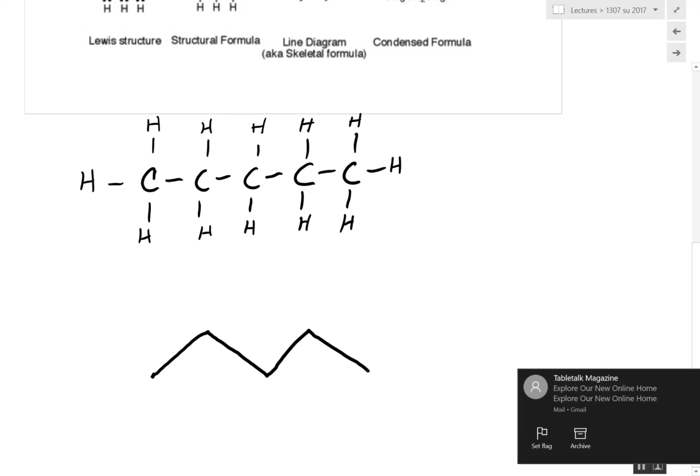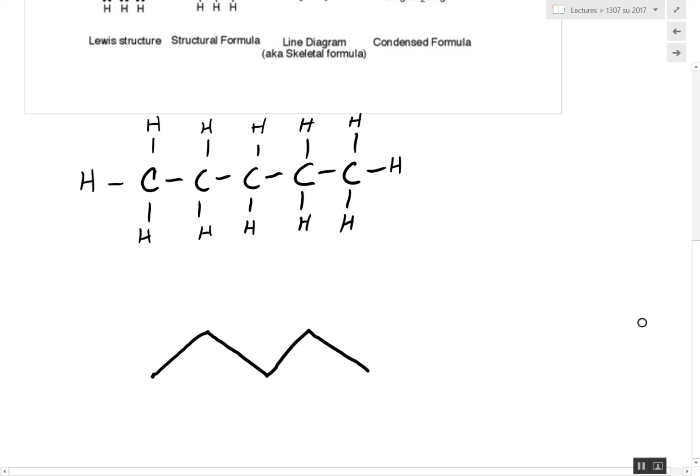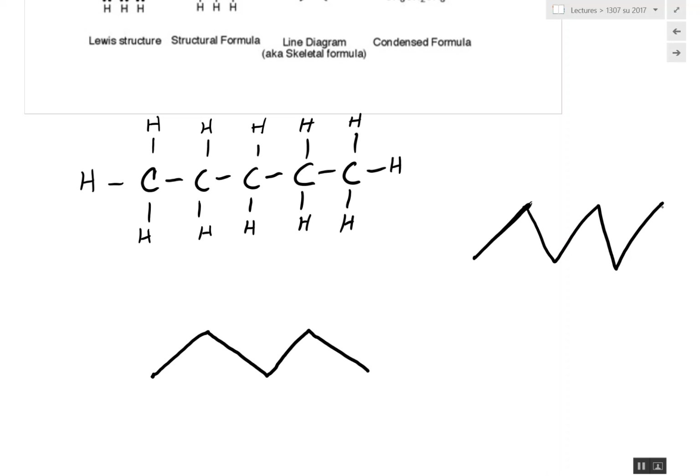I emphasize that because what a lot of people do is they go like this. They go 1, that's 2. They're already at 2 after drawing the first line. So they go 1, 2, 3, 4, 5. And how many carbons do they have? 6. They've just drawn hexane, not pentane. So don't make that mistake. Put the pencil down and say 1. Then start drawing, and bend at every one.